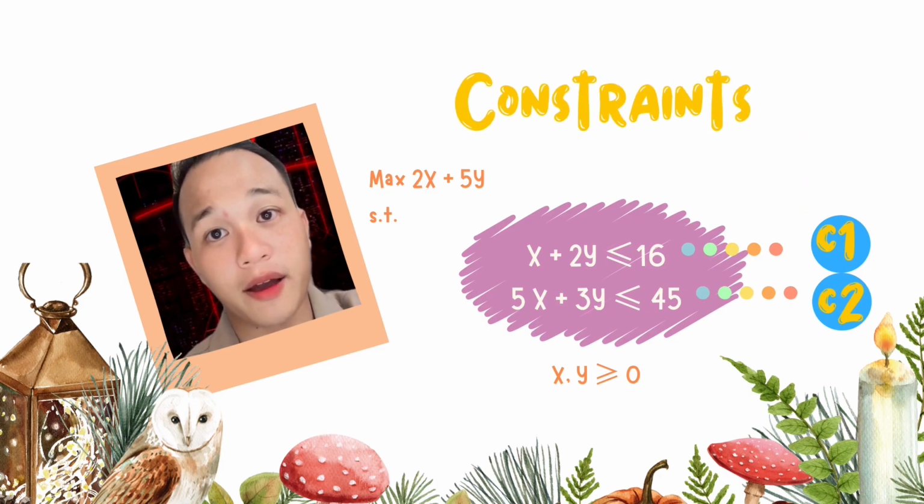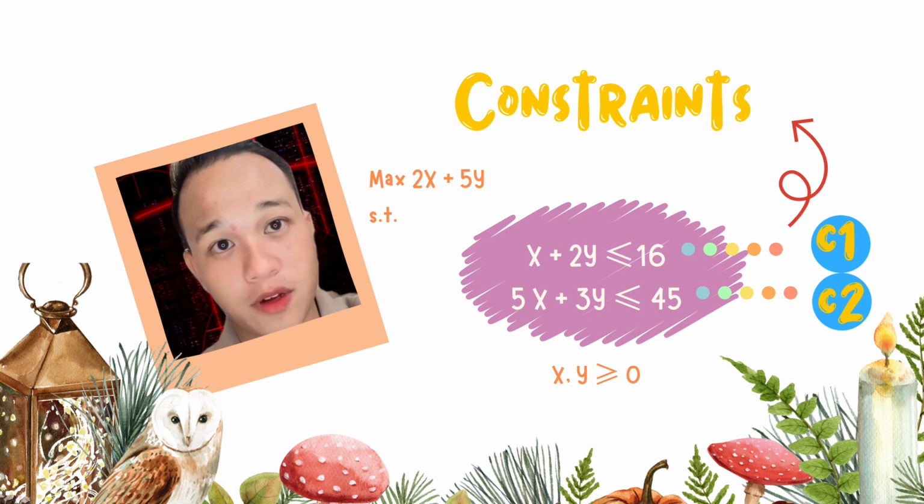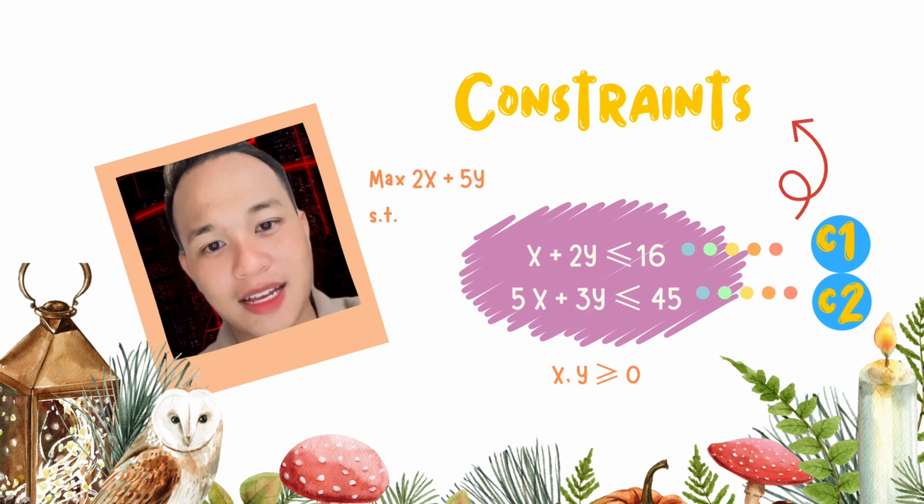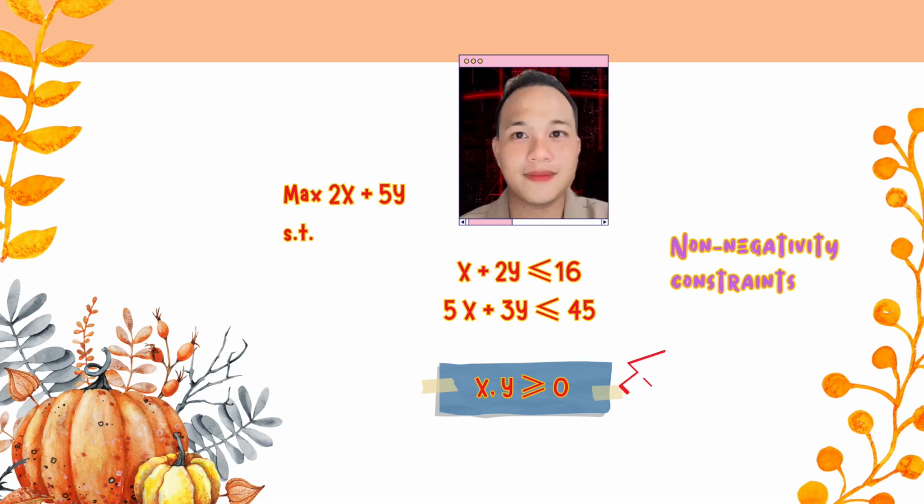The next two lines are called constraints. They are restrictions that shape how you attain the objective. Let's call them C1 and C2 for reference purposes. Since I'm dealing with real-life objects, I do not expect them to have a negative value. So the last line here tells that both x and y must be greater than or equal to 0. We call this the non-negativity constraint.